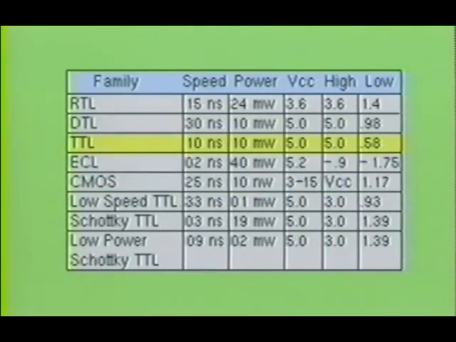This table was shown to you so you will become aware of and familiar with the different logic families that are used in various digital circuits. As you have noticed, each family has its own special combination of operating parameters which make them useful in specific types of applications.